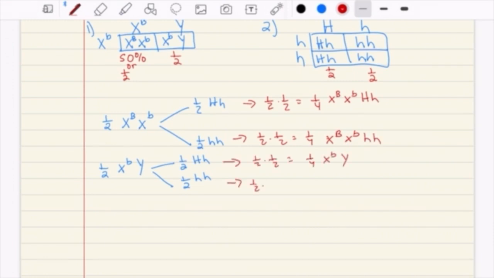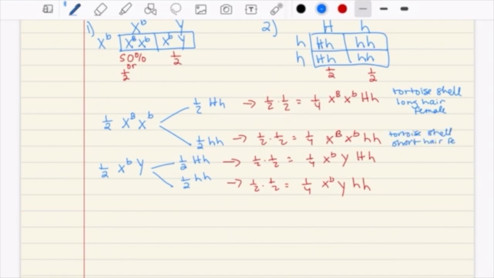And that's going to be a tortoiseshell long-haired female cat. On the next one, you're going to have X big B, X little b, little h, and that's again 1/4, and that's going to be a tortoiseshell short-haired female. Then you have 1/4 of a chance for X little b, big H, little h. That's going to be a yellow long-haired male. And then you have 1/4 of a chance for X little b, HH, a yellow short-haired male.